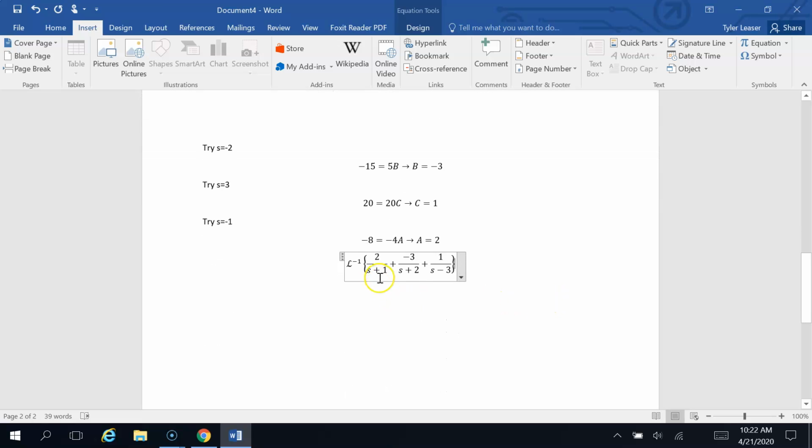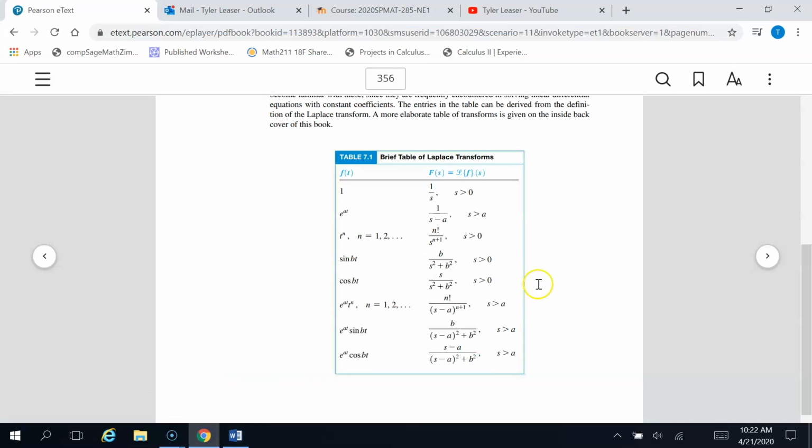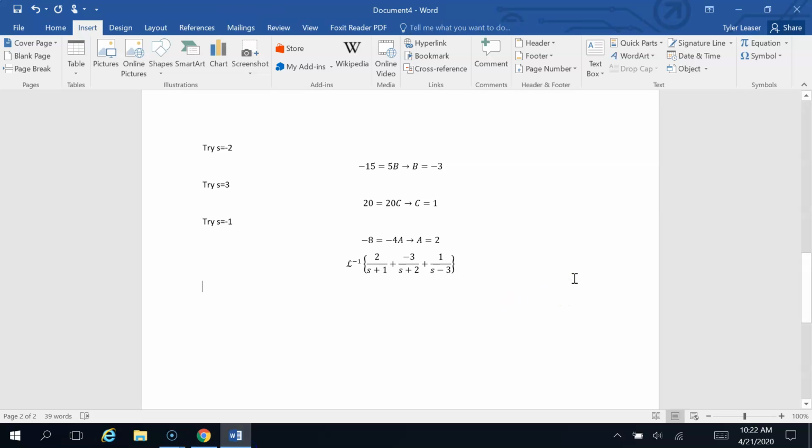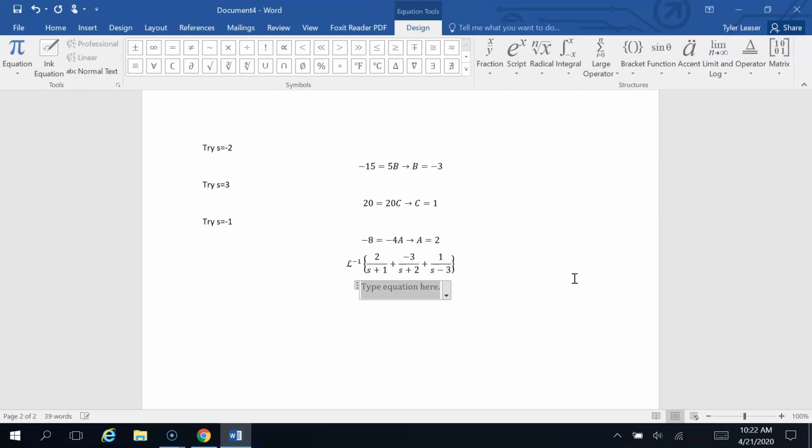Okay, and then of course from here there's 3 things added together, so we would do the Laplace inverse of all 3 of these separately. Just going back over to the table in the book, that looks like these are all e to the at's. So we're going to pull the constant out from the tops, and it's the opposite of the constant for the a down here. So the first one, I'm going to take that 2 out of there. This is really going to be a negative 1, so it's going to be e to the negative t.